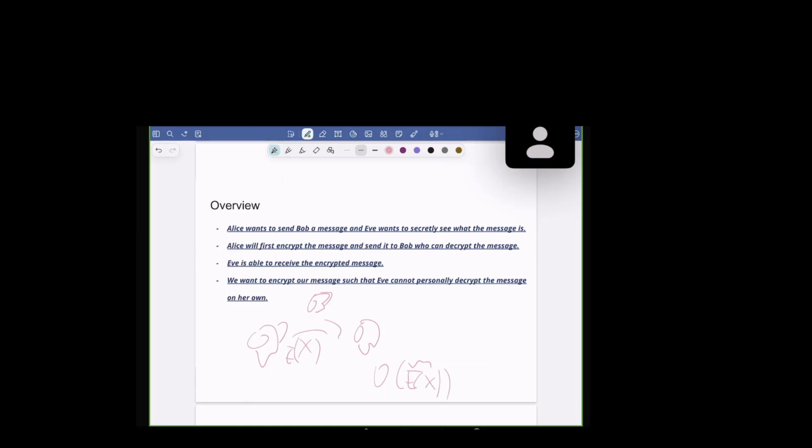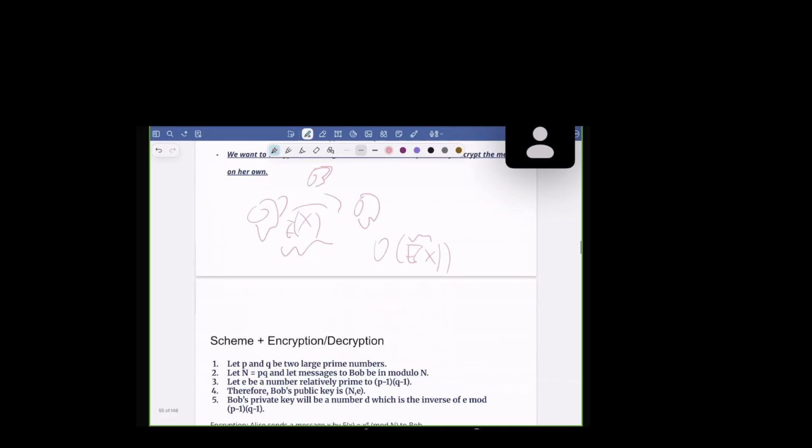Now, Eve can still see the message, right? But she won't know what it actually is. The idea is we don't want her to know. To encrypt our message, what we do is this.